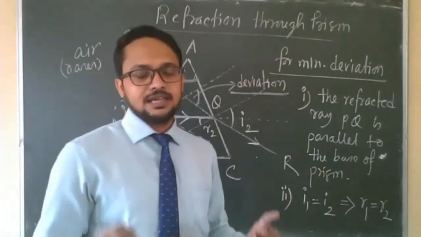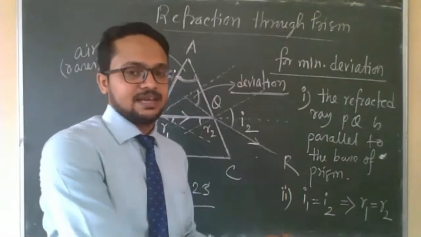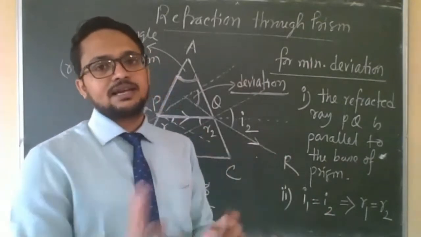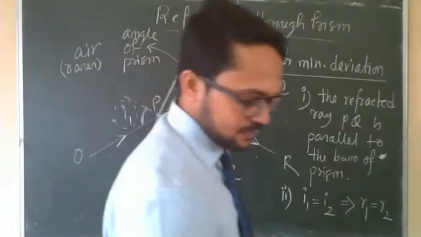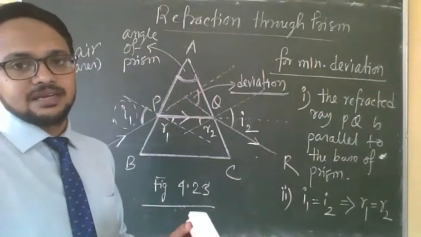Till now, we know that if the ray of light enters from rarer to denser, it will bend towards the normal. Denser to rarer, it will bend away from the normal. And if it is a normal incidence, then there will be no deviation.